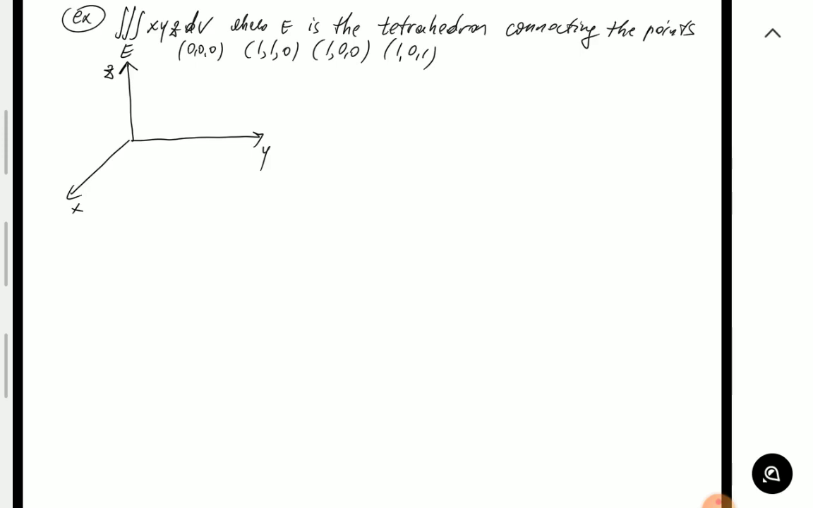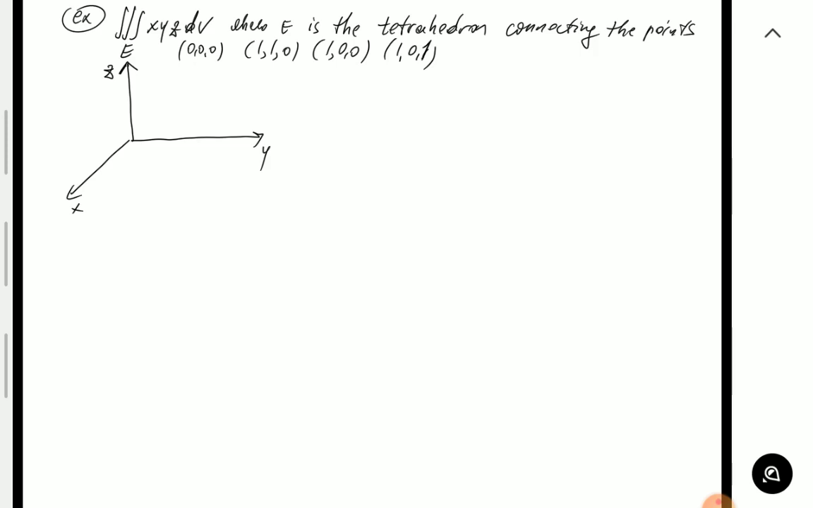So the solid in question is the tetrahedron connecting the points (0,0,0), (1,1,0), (1,1,1), and (0,0,1)... I mean (1,0,1), right? So the tetrahedron is the solid where each side is a triangle, right? Which means that it can be defined by 4 points in space. So you see, in this case, you don't even have the equations of the faces representing the solid, right?